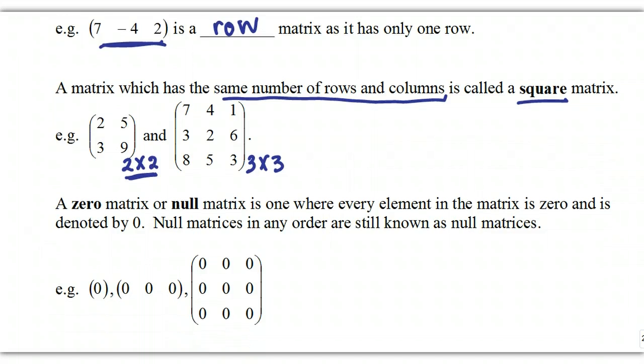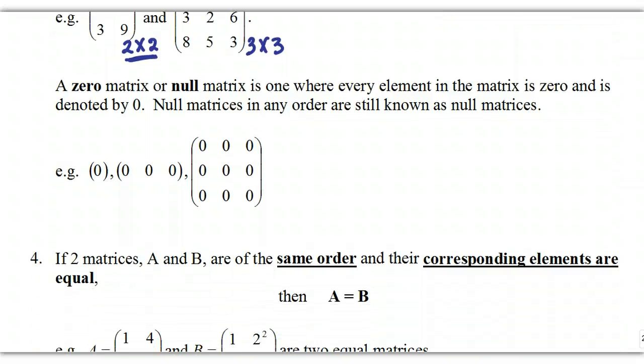The third type of special matrices are called zero matrix, or sometimes we refer to it as null matrix. This happens when all the elements are 0. Null matrices can take any order. You can have null matrices of any size. But what you take note of is that all the elements inside are all 0.